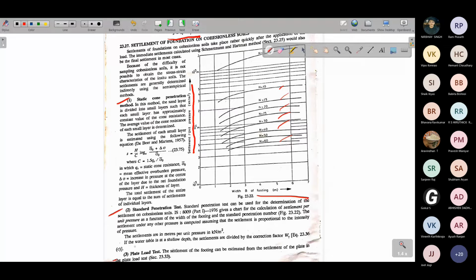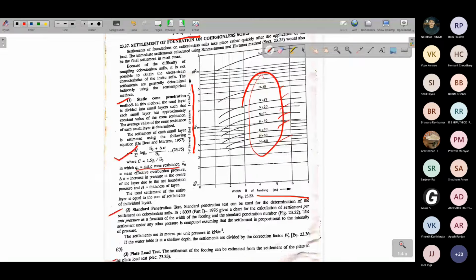There are methods we can use: the static cone penetration method, the standard penetration method, and the plate load test for cohesionless soil. Especially for cohesionless soil we can use these methods. Standard penetration method can also be used because it all depends on the N values. We can use the static cone penetration test also. Here cone penetration resistance is given by using this formula.